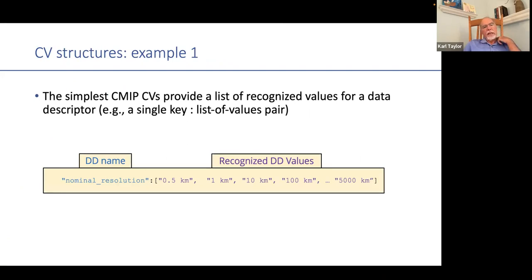I'll show 3 examples of a CV structure. This is kind of the simplest structure. It's just a list. We have the data set, or the data descriptor name, in this case, nominal resolution, and the allowed values then on the right, from 0.5 kilometer, 1 kilometer, up to 5,000 kilometers. And when you characterize a model, then by reporting its nominal resolution, you have to choose from this particular list.